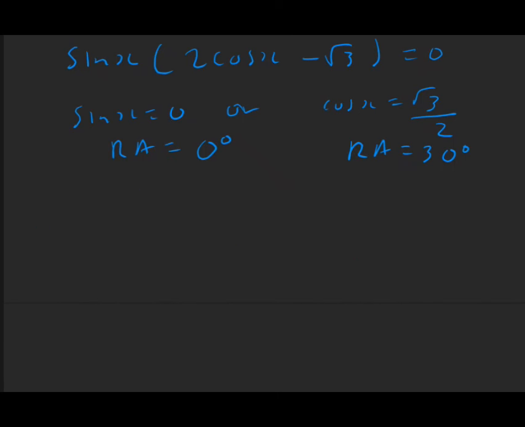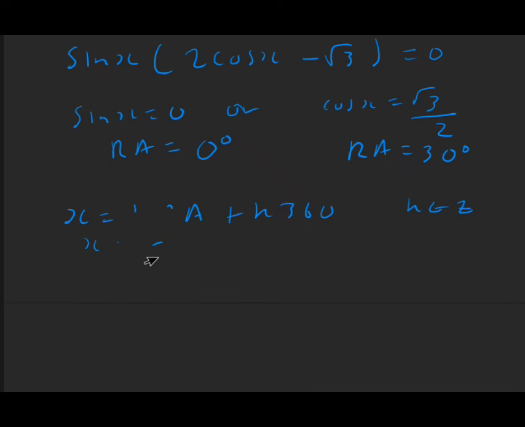All right, so now our reference angle is 30. When it comes to cos, the formula is easier, right? The formula is just plus or minus reference angle plus k360, where k is an element of integers.